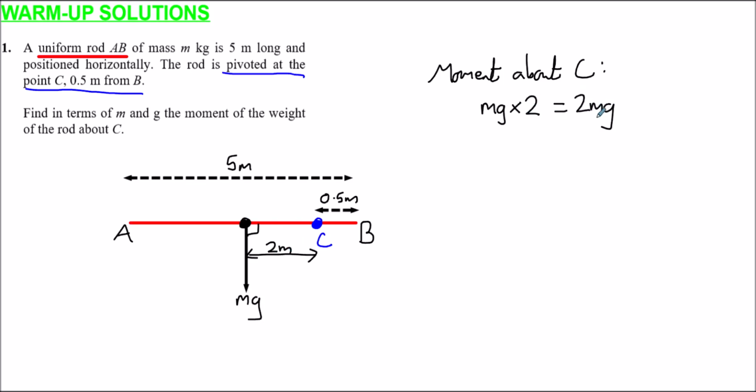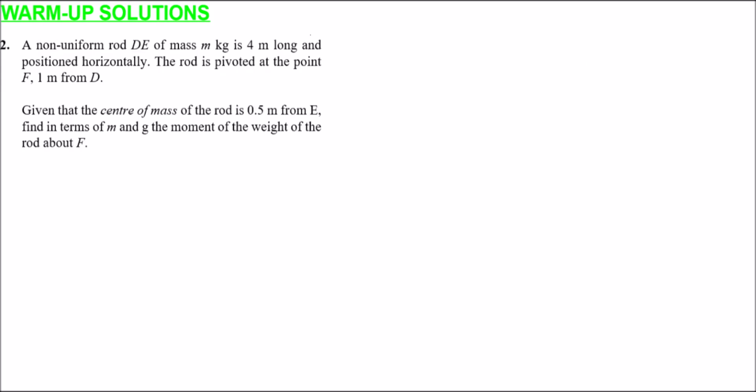And of course you need to remember to give a direction. Because this is acting downwards from C, that's going to mean it's going to be spinning round, or wanting to spin round, in an anti-clockwise direction. And so that's the first one done and dusted. 2mg anti-clockwise. Let's now have a look at question number 2.